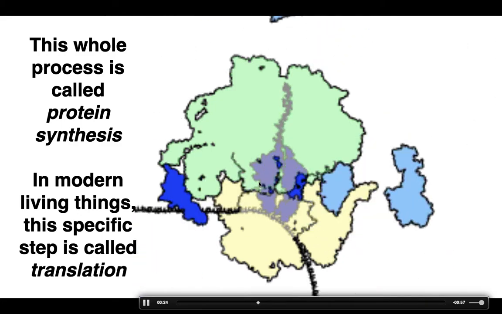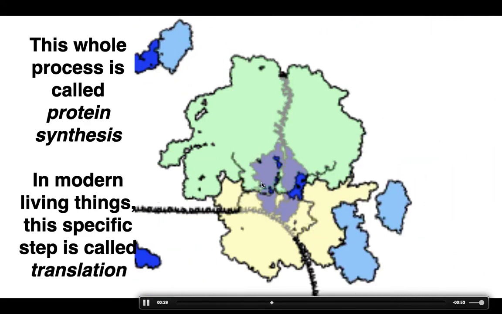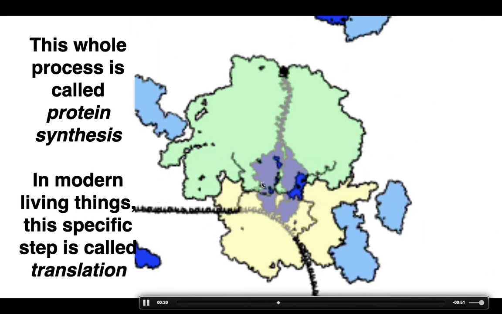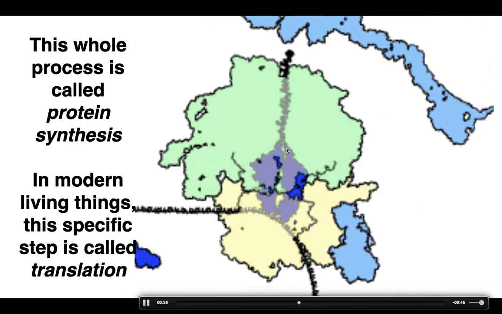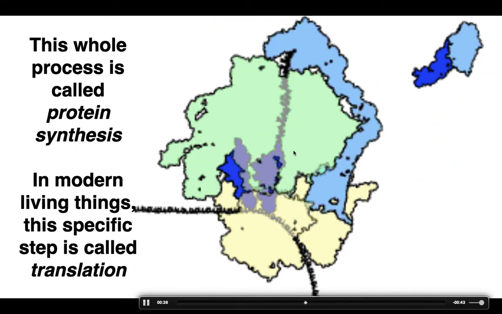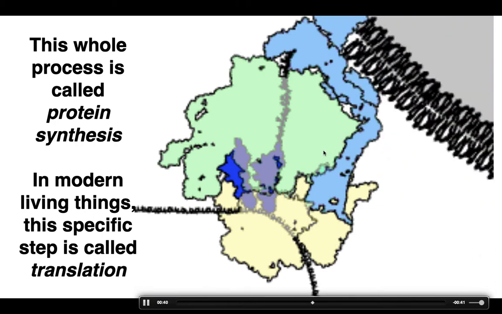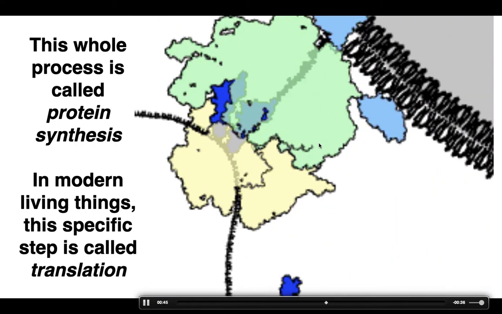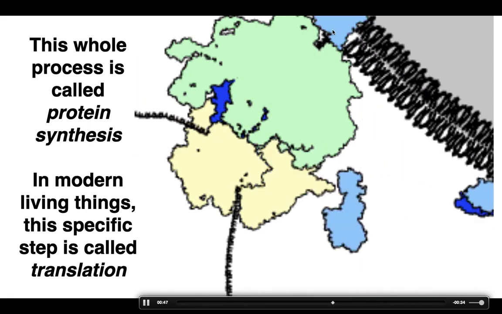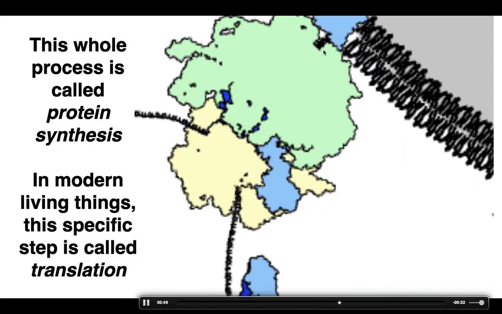And each of these large dark blue pieces is a molecule called transfer RNA, tRNA. And at the very tip of each tRNA molecule, there's an amino acid. So each of those is bringing an amino acid into the ribosome, and then once there's enough of them, they start poking up out of the top of the ribosome.